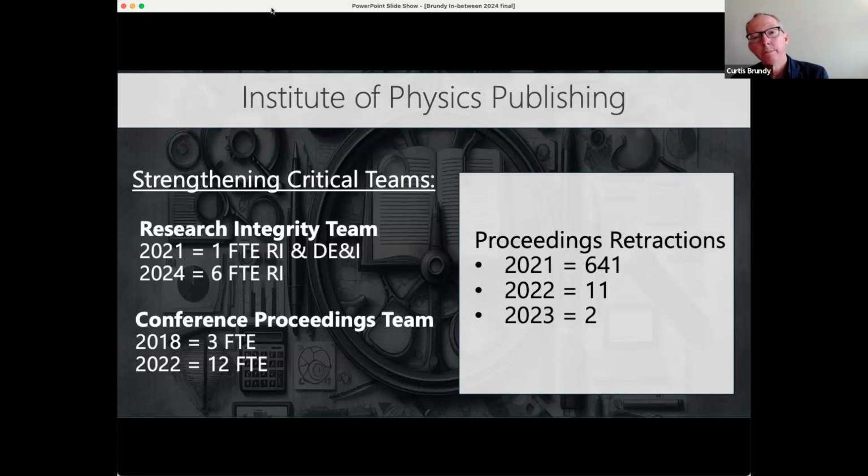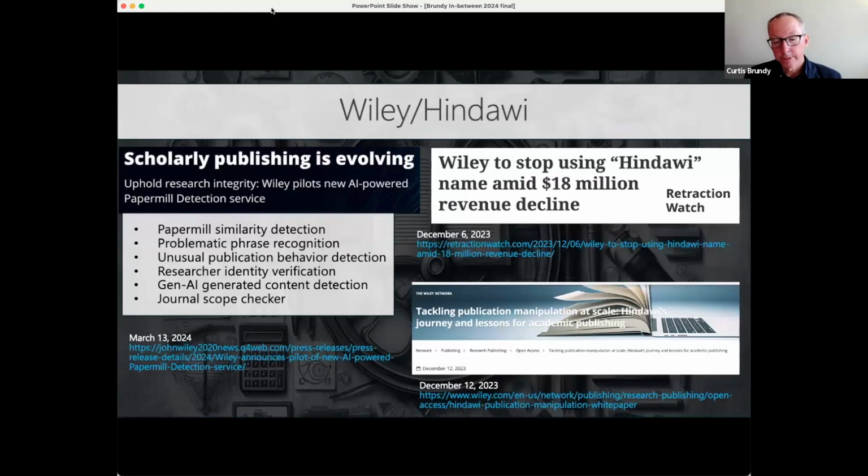And then they also boosted the number of folks working on their conference proceeding team, so they could do a better job vetting the proposals for these conferences that are coming in. And then the last publisher I wanted to talk about is Wiley and Hindawi. I think this is the publisher that we're probably most familiar with the response, but I just wanted to mention a couple of things here.